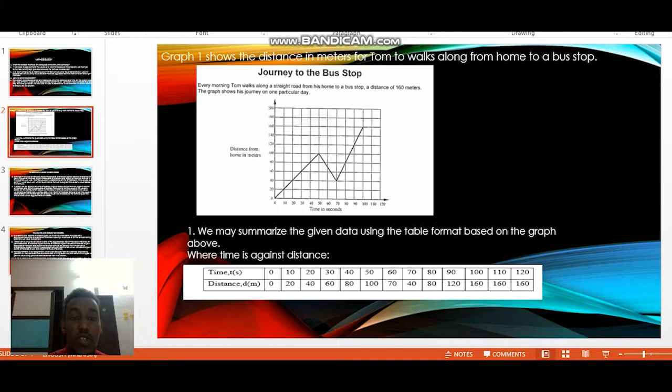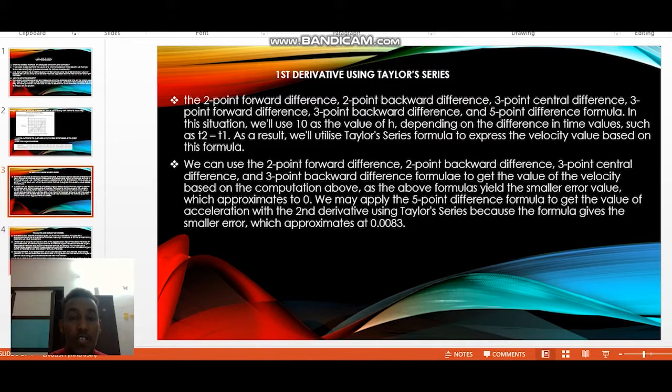This graph shows the distance in meters that Tom walks from his house to a bus stop. We may summarize the given data in table format based on the above graph. First is the first derivative using Taylor series: the 2-point forward difference, 2-point backward difference, 3-point central difference, 3-point forward difference, 3-point backward difference, and 5-point difference formula.